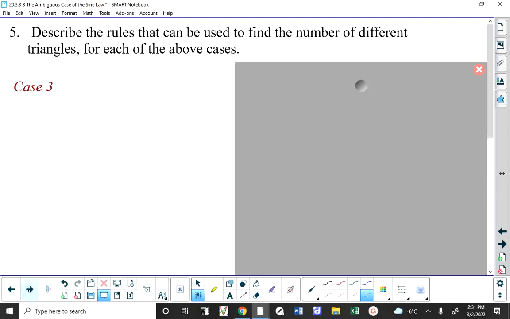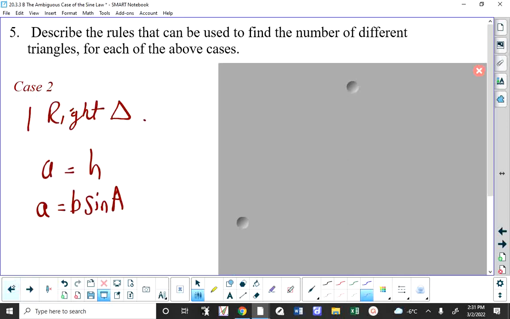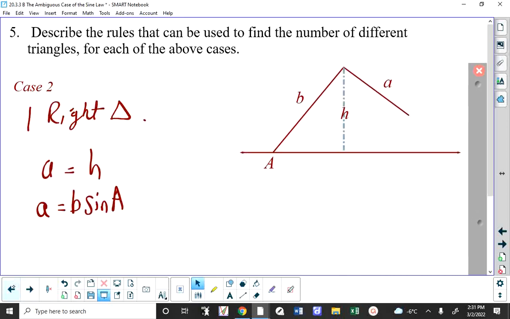Third case, no triangles. By the way, I should maybe go back here. If I take a look at case 2 where you have one right triangle, the reason why you get one right triangle is because H and A are exactly the same number. So when A comes swinging down, it matches H perfectly.